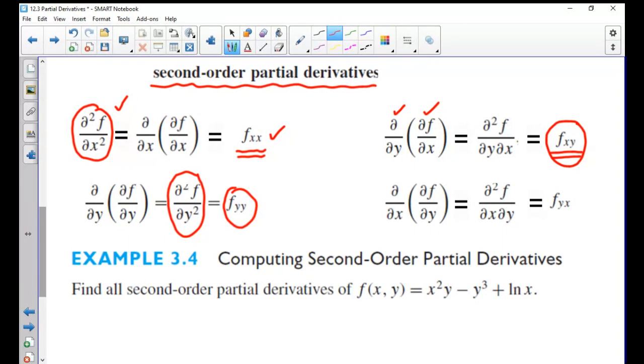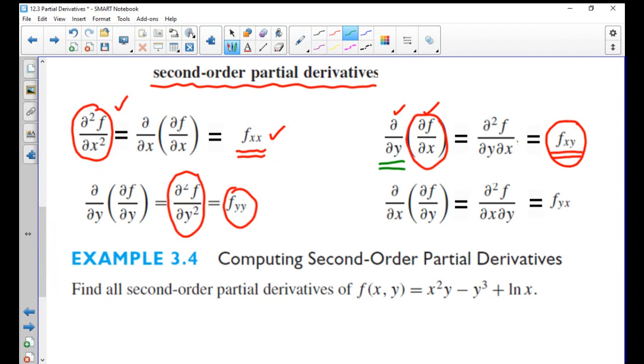First we find fx, yes. And then we differentiate what you get with respect to y, like this. So that's what fxy means. First differentiate with respect to x to get this. And then second step, differentiate with respect to y, and this will give you fxy.